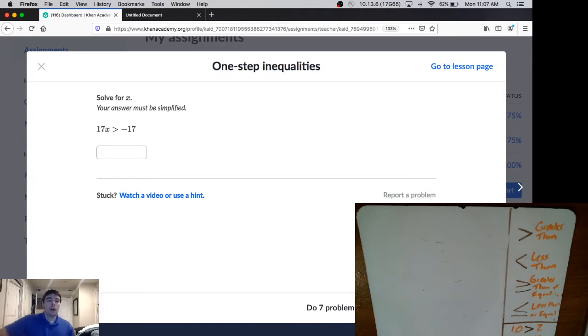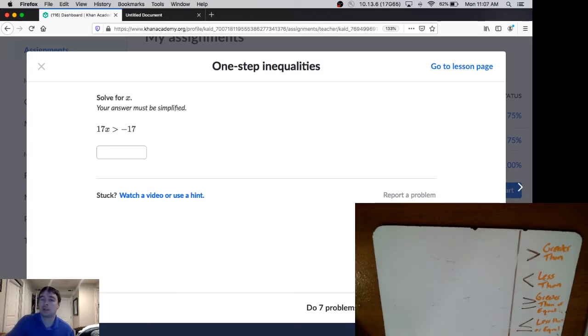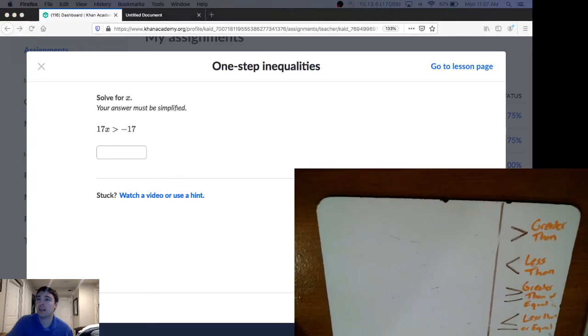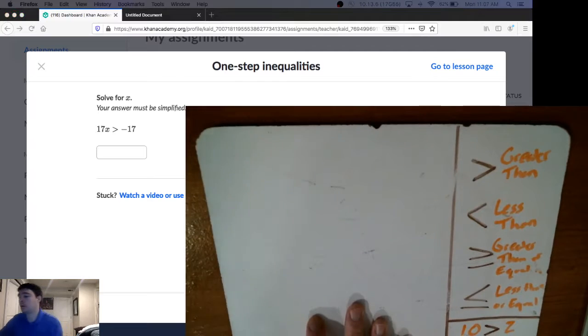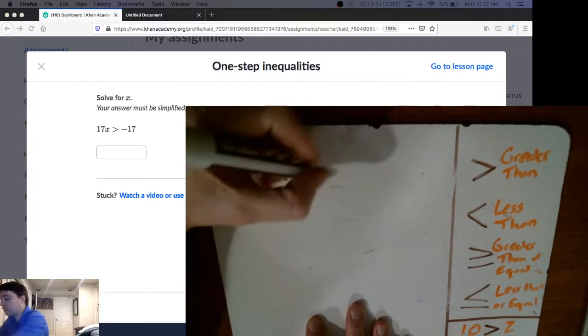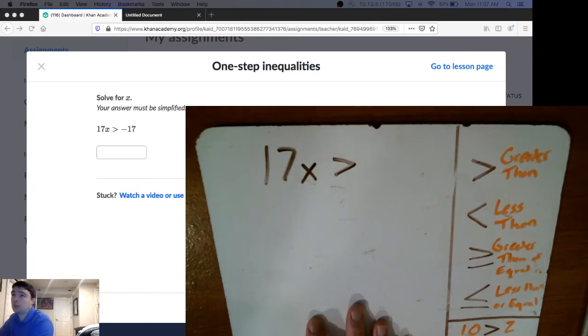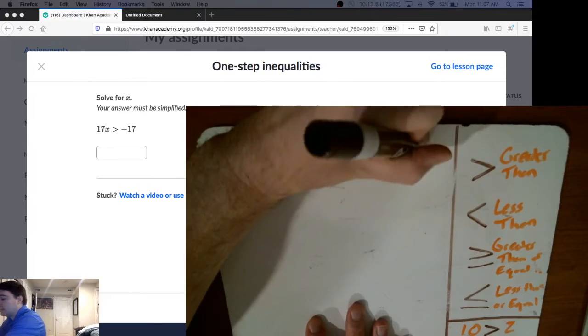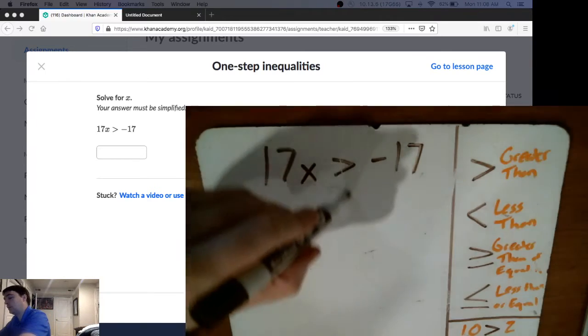So, our first example says 17x, and I'm going to write this on my whiteboard. Let me make that a little larger first. It says 17x is greater than negative 17. So as I write that onto my whiteboard, 17 multiplied with whatever x is needs to be greater in value than negative 17. I'm going to go ahead and draw a line through this inequality, the river.